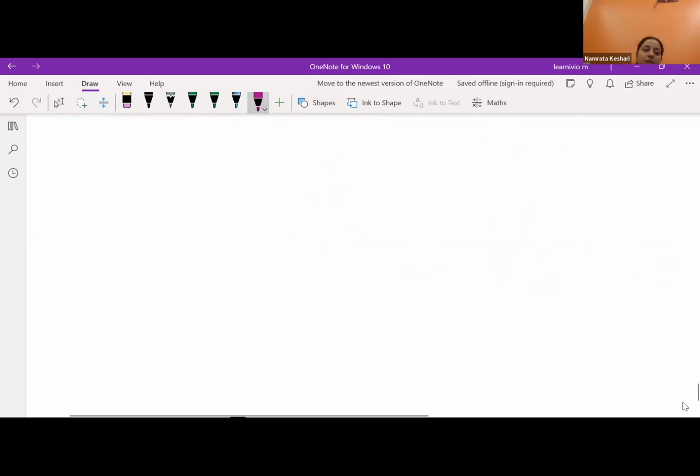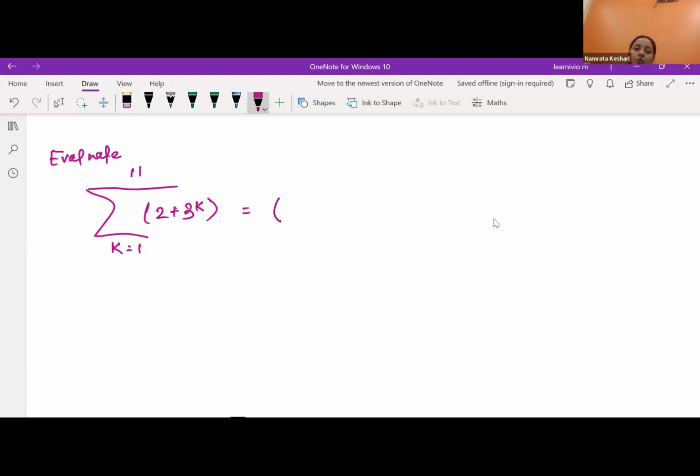Now if we are having the summation, the question is: evaluate the summation of 2 plus 3 to the power k, which I was telling you just now, where k starts from 1 and ends at 11. We understand it really well. Let's expand it and try finding the sum of this series. K is starting from 1 and ending at 11.